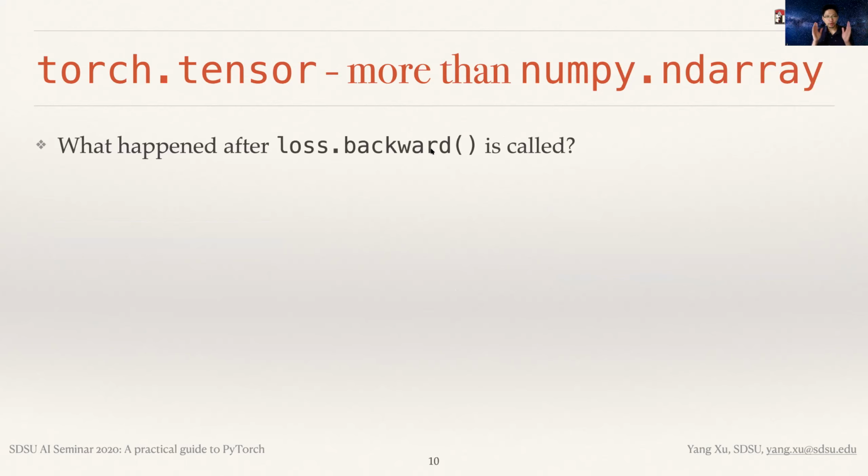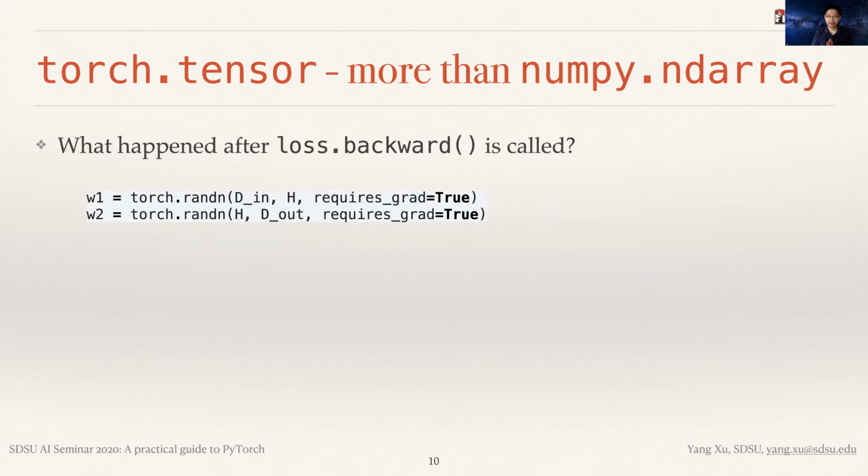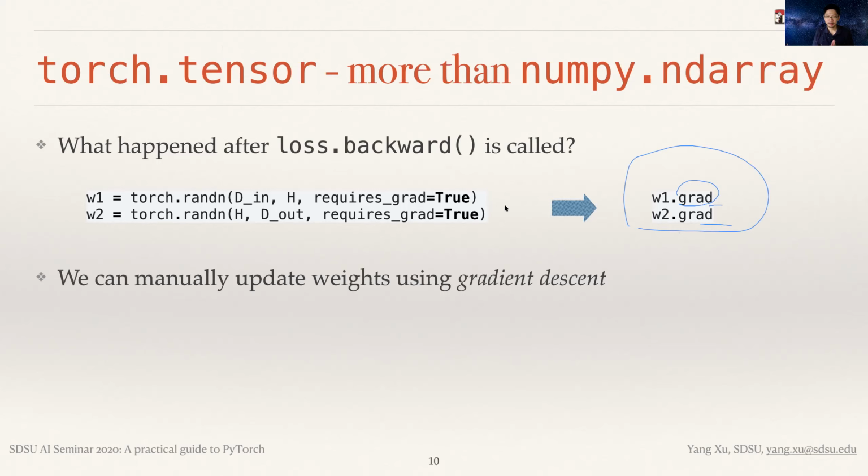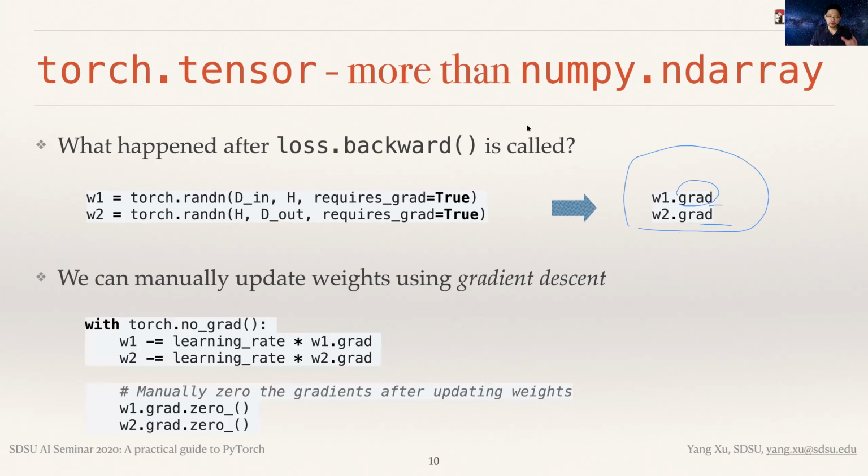And then what happens after this function is called? If we look at W1 and W2 again after this function is called, we will find that we can access the grad attribute, which means the gradients, for these two tensors. Something is computed and stored in these attributes, and then we can use these gradients to do gradient descent. Gradient descent is a way that we update the values of the parameters. We basically want to go against the direction of the gradients. So if we do that manually, we need to subtract the gradients times some learning rate from the original values of the parameters.